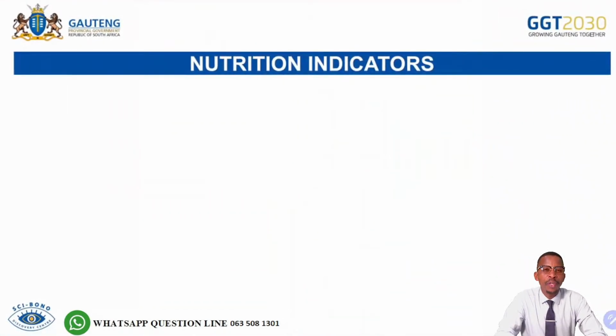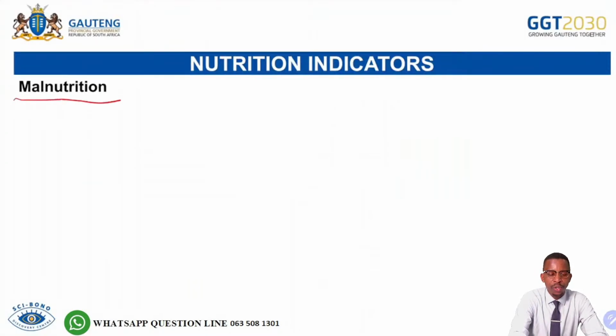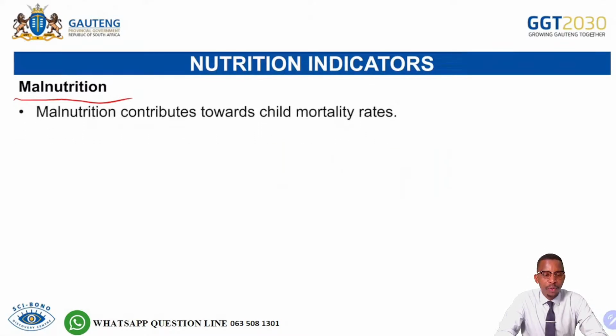And then we talk about the nutrition indicators. Under nutrition indicators, we refer to malnutrition, which is all about children's diet, whenever they are not well fed. That can lead to malnutrition. Malnutrition contributes towards the child mortality rate. So it can lead to the death of children at an early age. That's an effect of malnutrition. Whenever children are not well fed, that can be a part of malnutrition in those children.